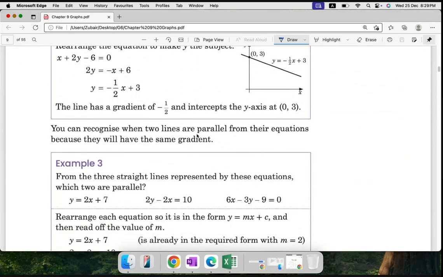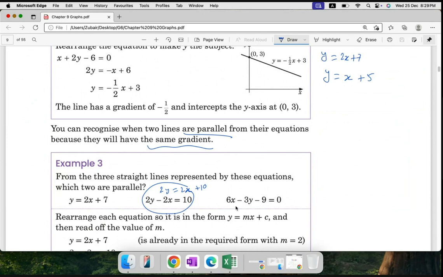Now you can recognize two lines are parallel from their equation if they have same gradient. So we are looking at 1, 2, 3 lines. It would be easy to compare if we make y the subject in all three of them. Writing the first one, this is y equals 2x plus 7. In the second one, if we take x on the other side, 2y equals 2x plus 10. Then we divide by 2. So it will be y equals x plus 5.